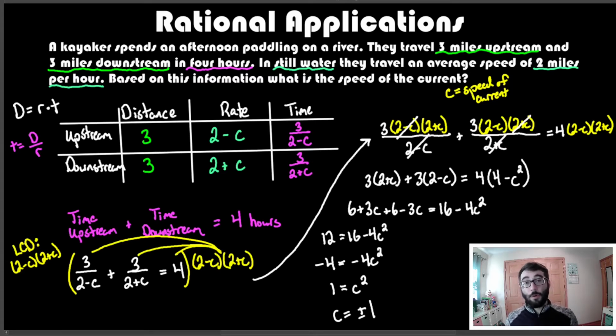And when we take the square root of each side, remember that it has to be plus or minus. So that's how we get c is equal to plus or minus 1. Now, we're dealing with an actual application here, an actual situation. So sometimes when we get two answers, only one of them is going to make sense. Speed cannot be negative, right? The current can't be traveling negative 1 mile per hour, so we must get rid of that answer and instead only take the positive, which is positive 1, which tells us the speed of the current is 1 mile per hour. And that would be our final answer.